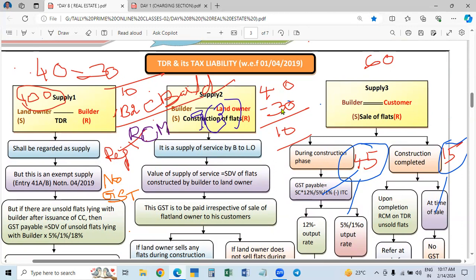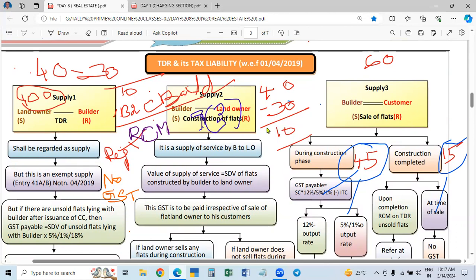He has to pay. He paid during the construction itself. So there are balance 10 flats. For the balance 10 flats, he has to pay that tax. 30 flats were paid by collecting the money from the landowner. For the 10 flats, he has to pay from his pocket because he's not selling to anyone.